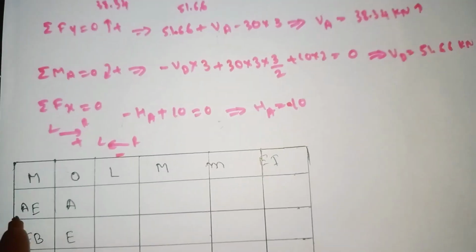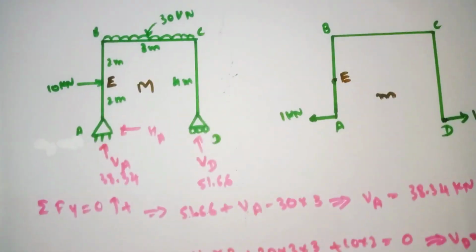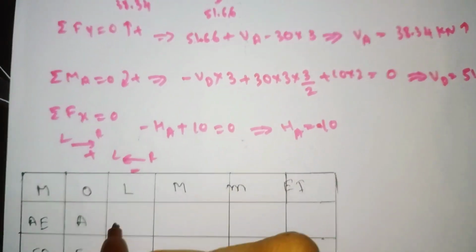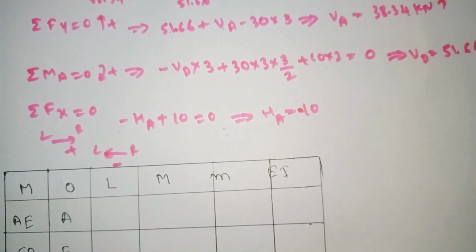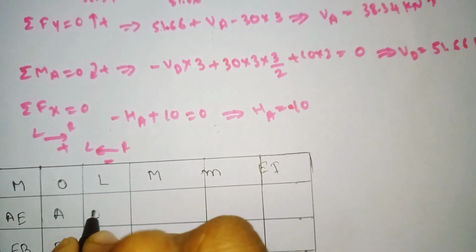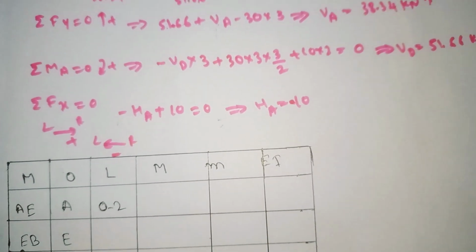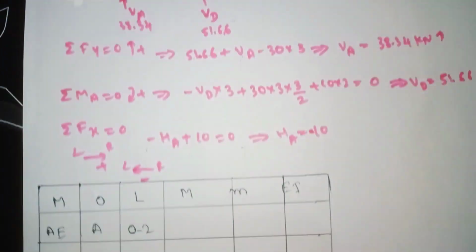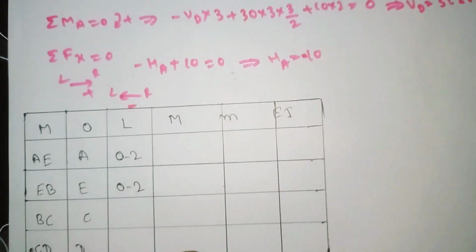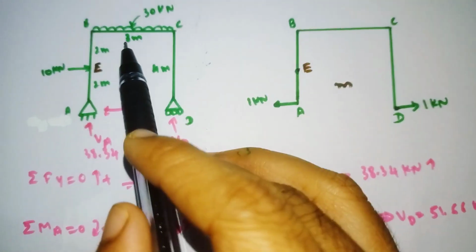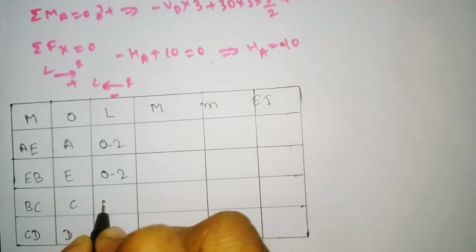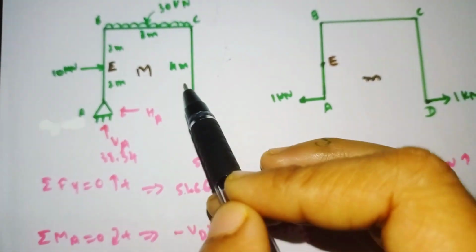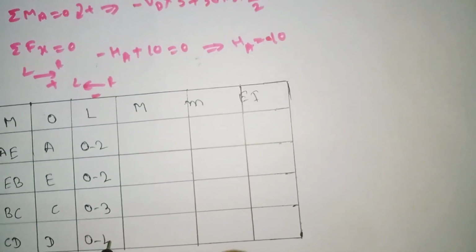And for the limit, for member AE we have a distance of 2 meters from A to E, so the limit is 0 to 2. Similarly for EB the distance is 2 meters, so the limit is 0 to 2. For BC we have a distance of 3 meters, so the limit is 0 to 3. And for CD we have a distance of 4 meters, so 0 to 4.